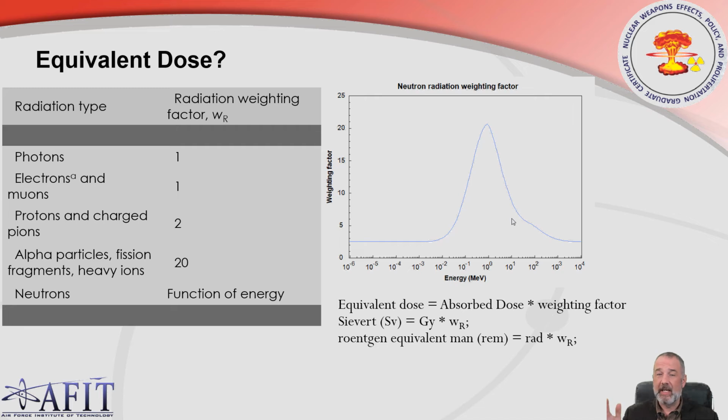So our equivalent dose is our absorbed dose times the weighting factor, and we get a new unit that goes along with it, and it's called the sievert and the rem. Now, the sievert is just the SI unit. It's named after a guy who did research into nuclear physics and radiation.